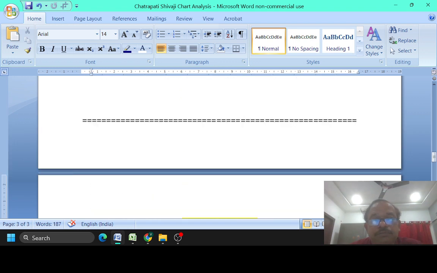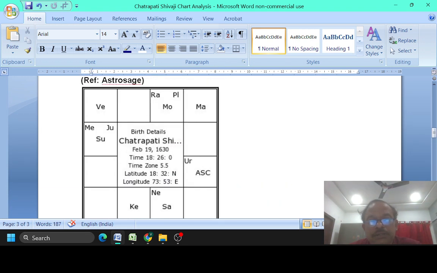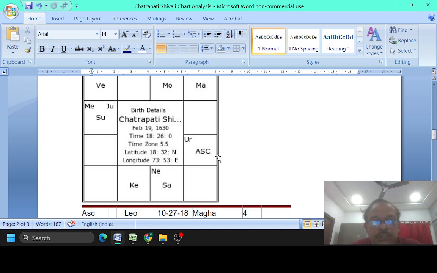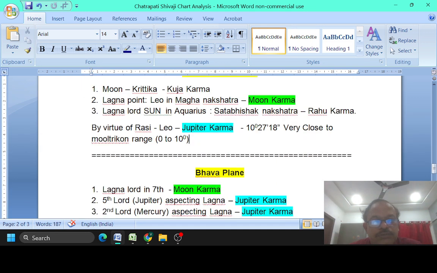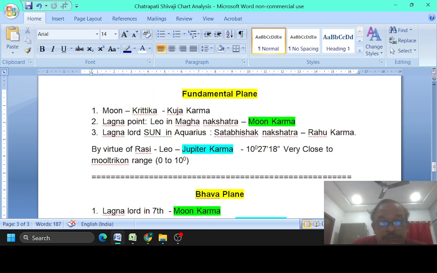And observe, by virtue of the zodiac, Shivaji was born in Simha Lagna. Simha Lagna carries Jupiter karma. So by virtue of Rasi he has Jupiter karma. I have highlighted certain karmas here purposefully, just to demonstrate the dominant karma in the birth chart of Shivaji Maharaj. That is your first plane.